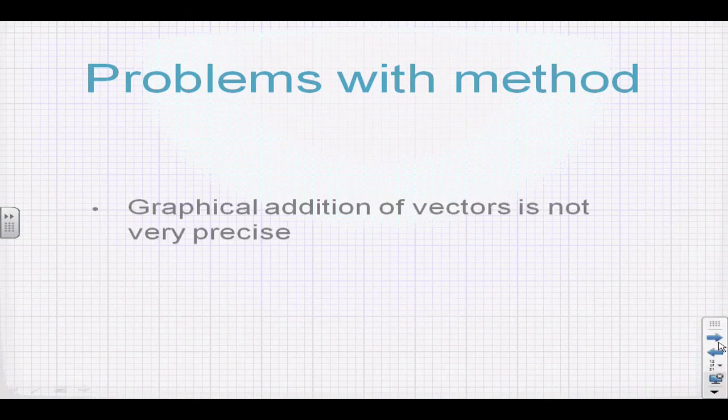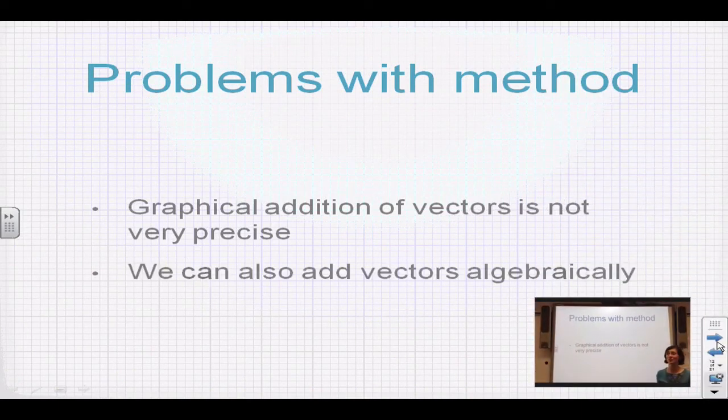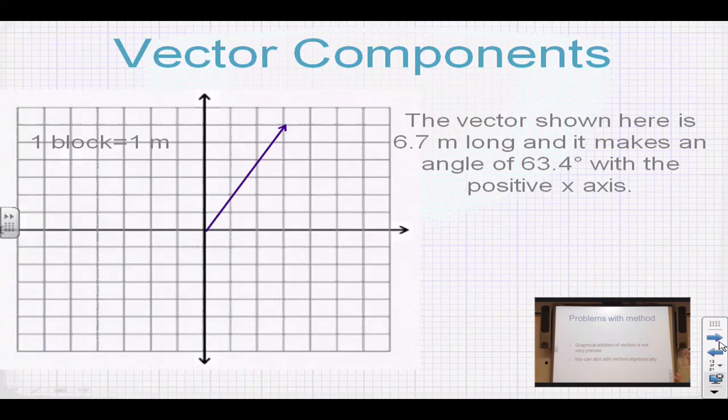There are really obvious problems with doing it this way. First of all, it's really difficult to add the vectors precisely. You have to take a ruler and measure very, very accurately in order to get a good answer. Because of this, there's another method for adding vectors, and this is one that we're going to be using most often in this class, and that is addition of vectors algebraically.